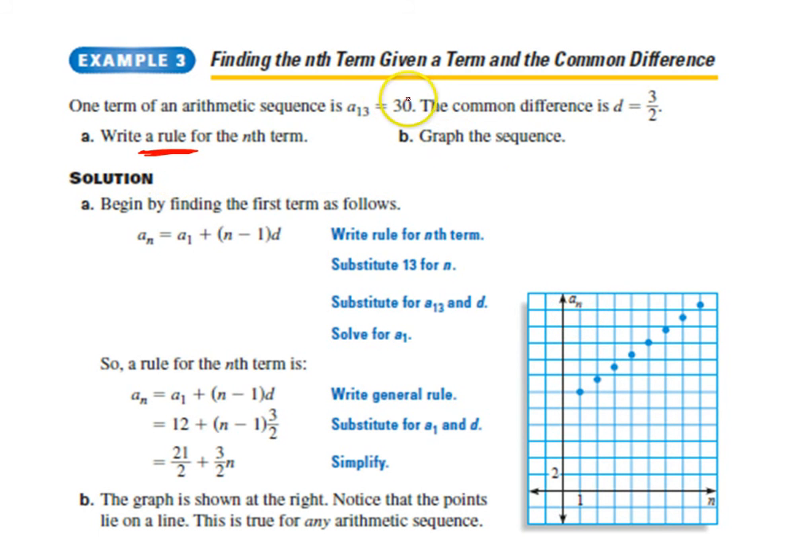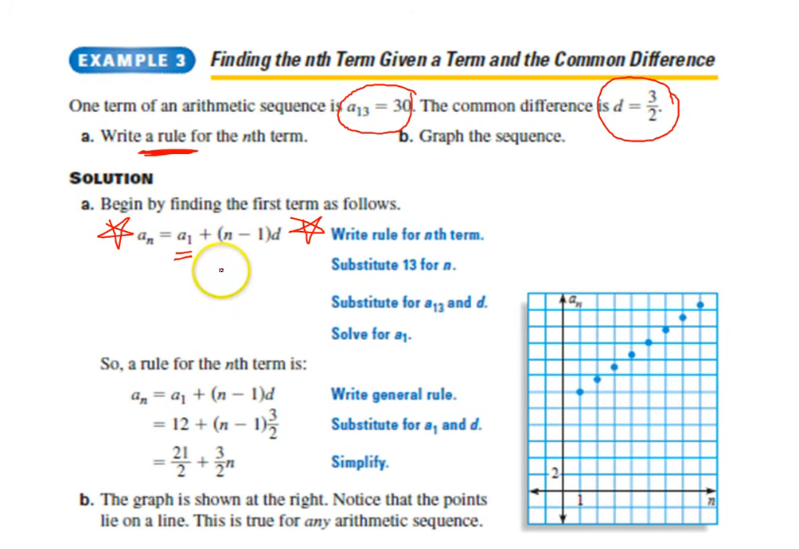Okay, so the big difference here, we know d. D is 3/2. But they don't give us a sub 1. They give us a sub 13 equals 30. So we know it's arithmetic, so here's our equation. And we don't know a sub 1, so we're going to have to find a sub 1.